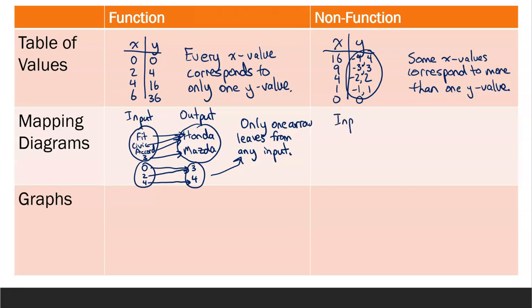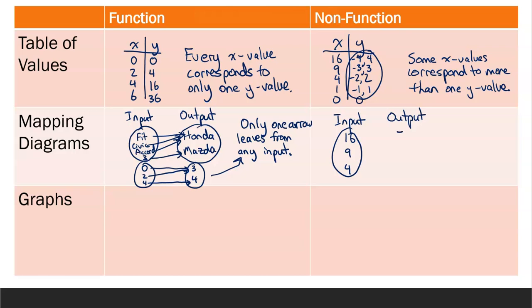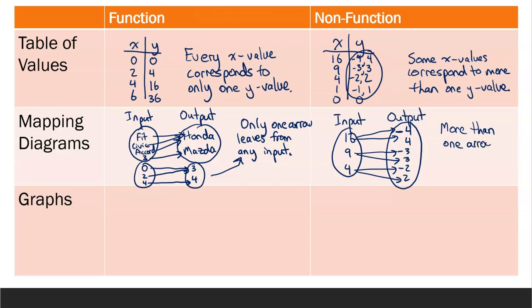So a situation where we would have a mapping diagram with a non-function is something like this. Let's say I had 16, 9, and 4, and the output values were the following. I have negative 4, 4, negative 3, 3, and negative 2 and 2. And so 16 leads me to negative 4 and positive 4, whereas 9 leads me to 2 outputs as well, as does 4. And so because we have 2 arrows coming from at least one of the input values, that means that is a non-function.